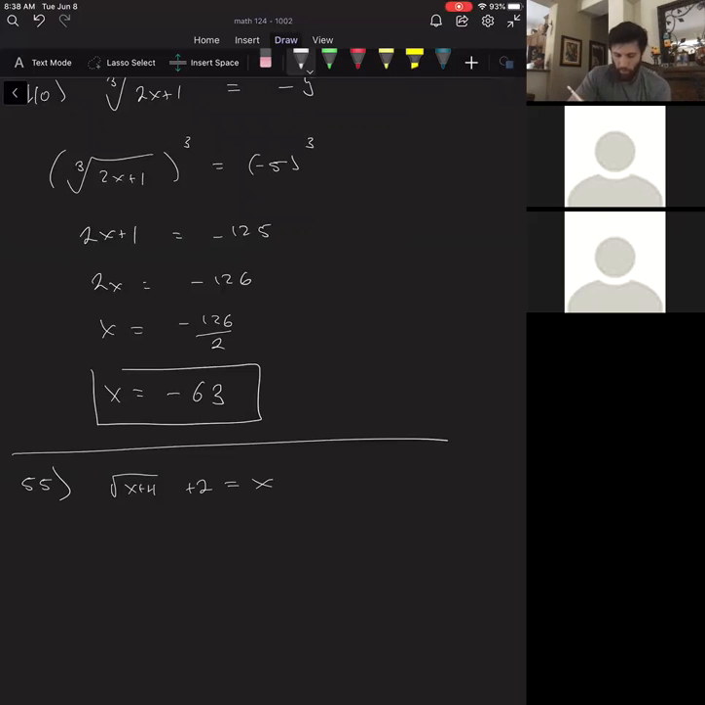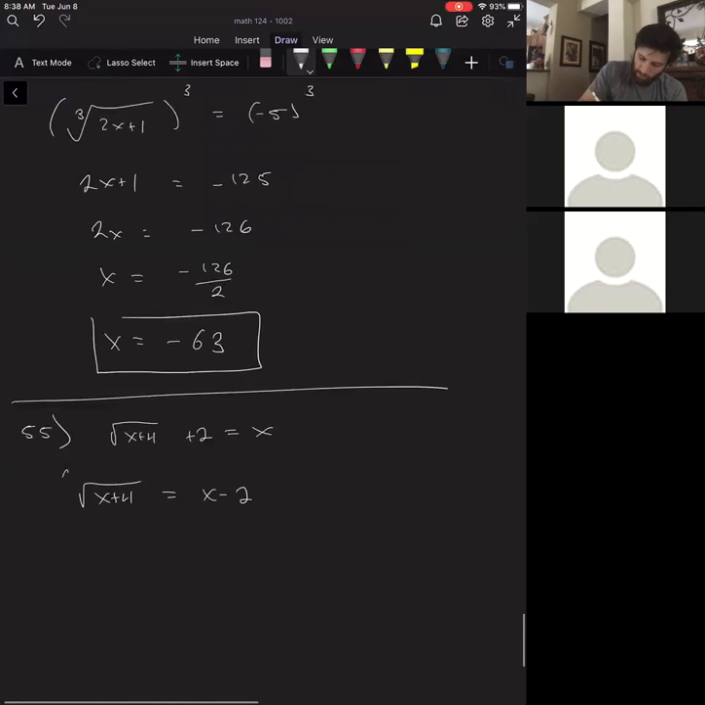So basically the whole idea of these problems is we have to get the square root alone on one side and then everything else on the other side, and then we square both sides. So let's subtract that 2 over. So we have the square root of x plus 4 equals x minus 2, and now we can square both sides. So let's square the left, square the right, and we're squaring now because this is a square root.